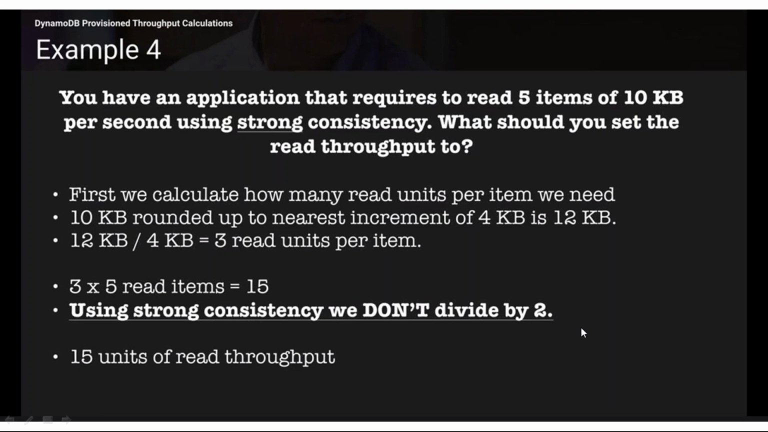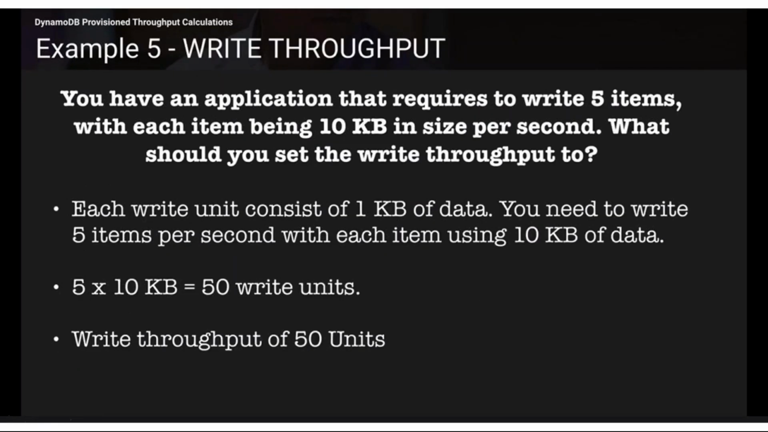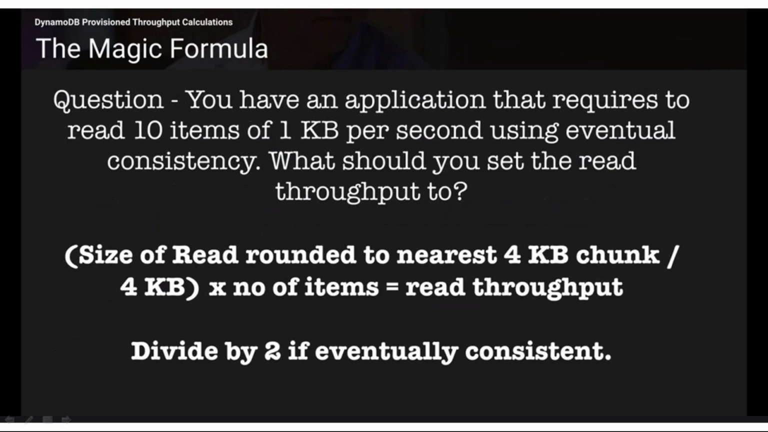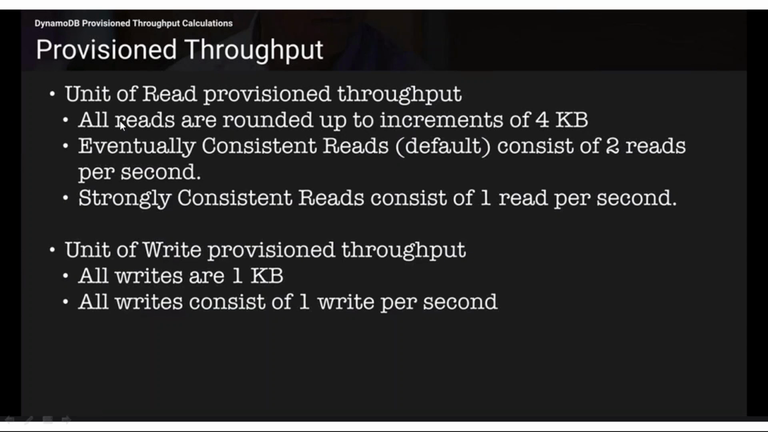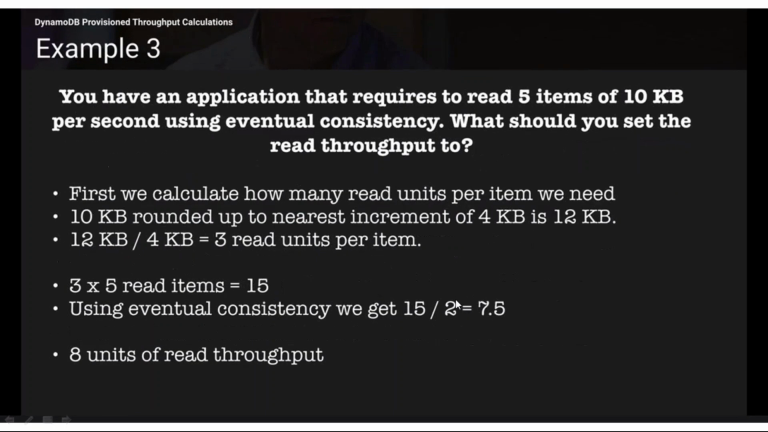Now let's calculate the write throughput. So write throughput is very simple. Now we have an application that requires 5 items, each of size 10 KB, and that is going to be written every second. So what should the write throughput be set to? If you remember from the very first slide that we discussed, read provisioned throughput itself has a lot of calculations, but when we talk about the write, it's very simple. I can write up to 1 KB of data, and I can do only one write per second with the help of a write capacity unit.